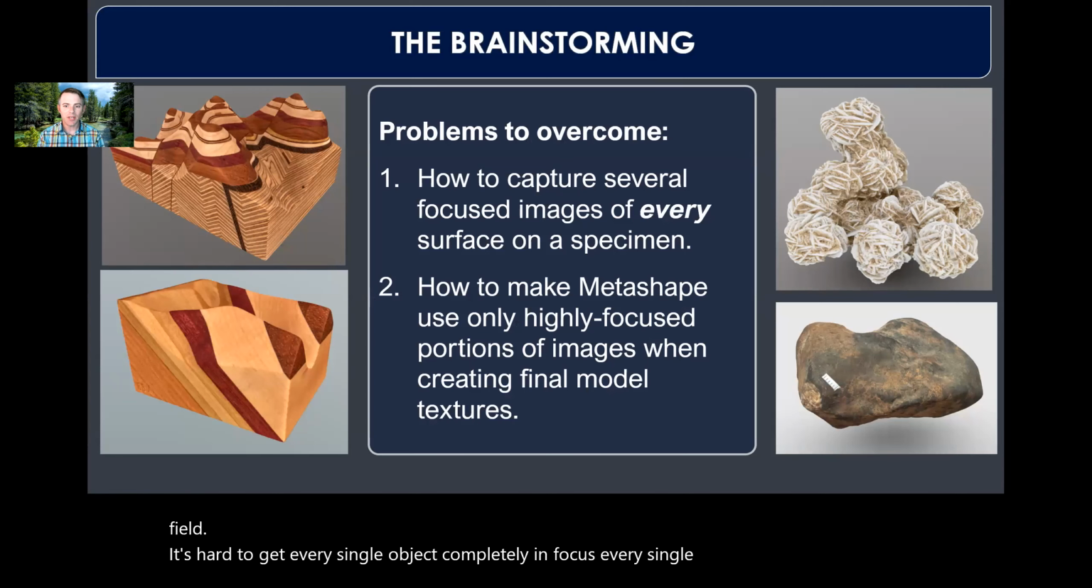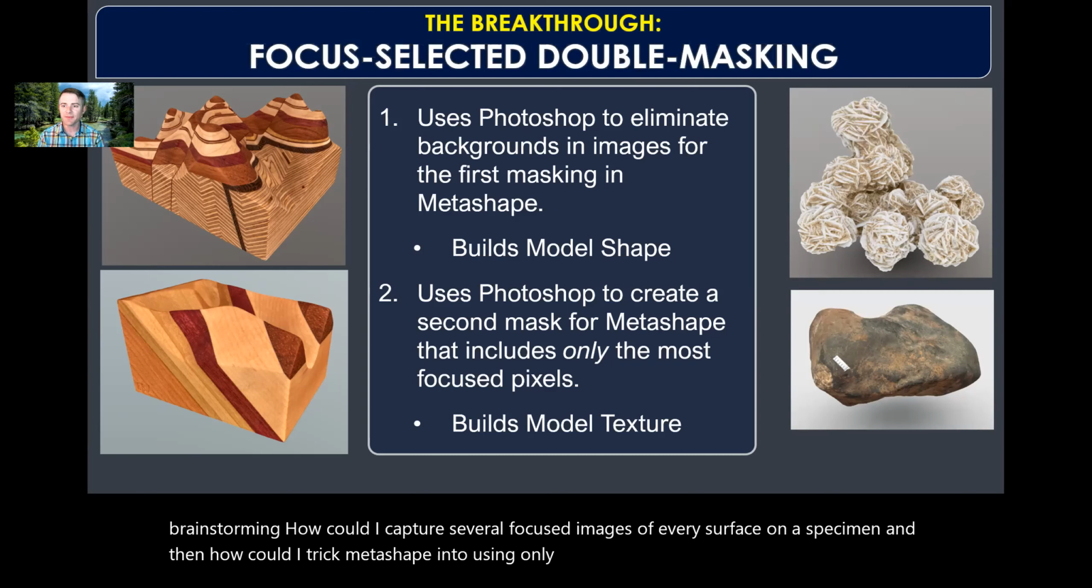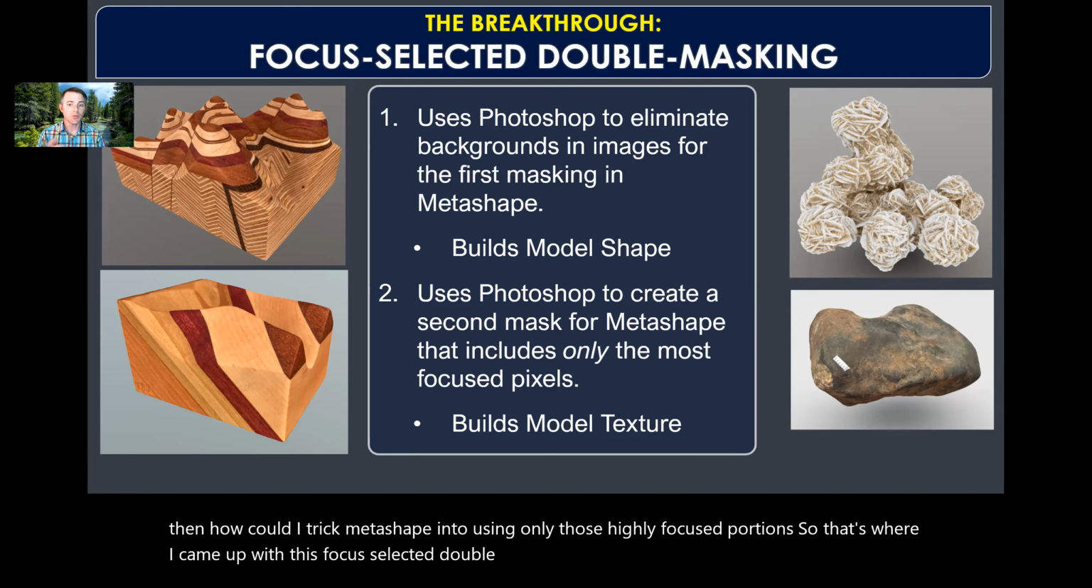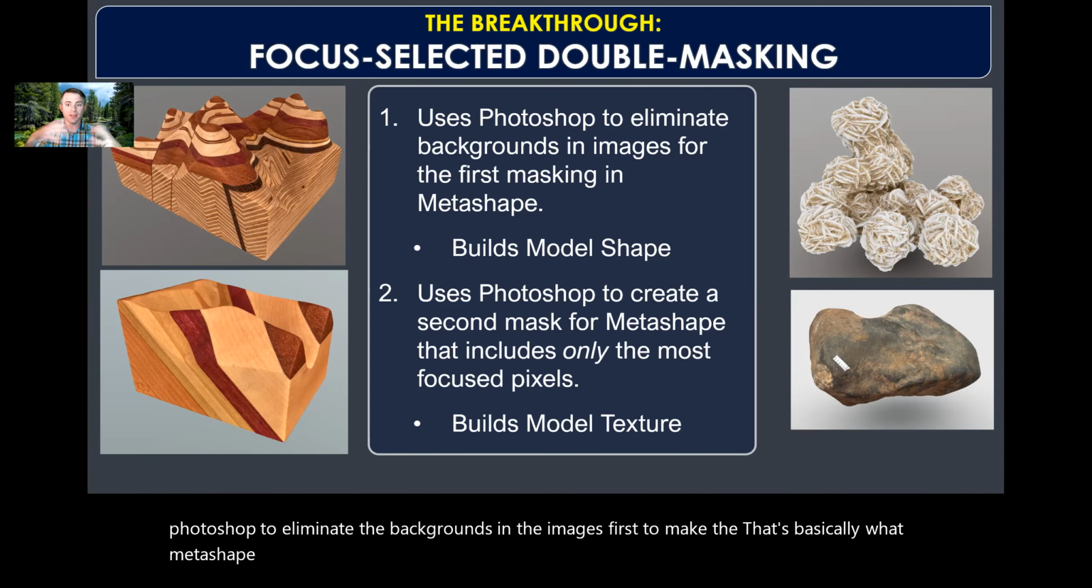So that led to some brainstorming. How could I capture several focused images of every surface on a specimen? And then how could I trick Metashape into using only those highly focused portions? So that's where I came up with this focus selected double masking process. And what's really cool is it uses Photoshop to eliminate the backgrounds in the images first, which is basically what Metashape will use to build the model.